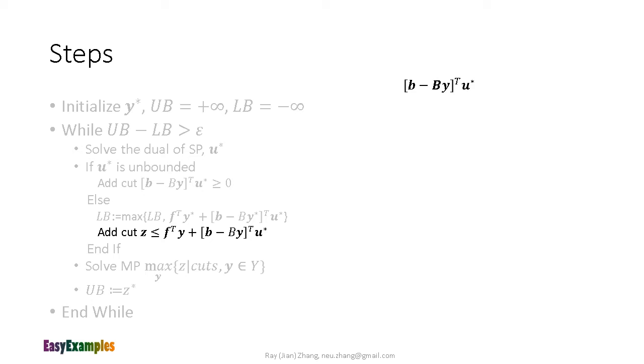When we have u star, we can write the objective value of the dual as a function of y. This is actually the best profit we can make from investing as a function of y. In order to integrate this information in the master problem, we add this new cut to the master problem. And after simple derivation, we can have this form of the cut.